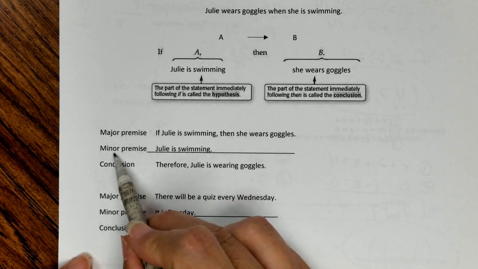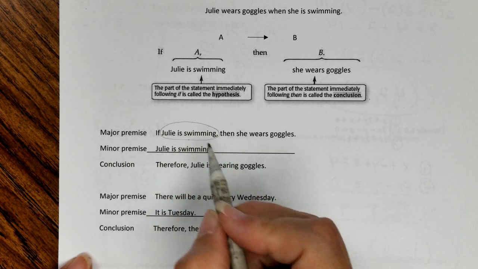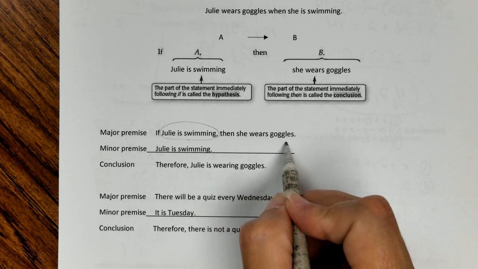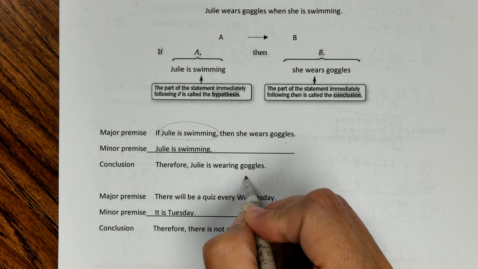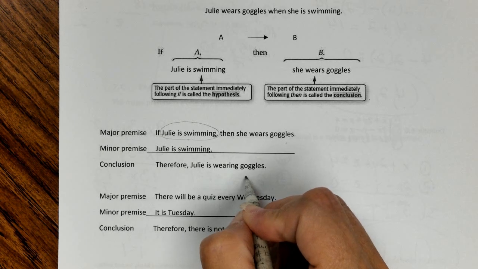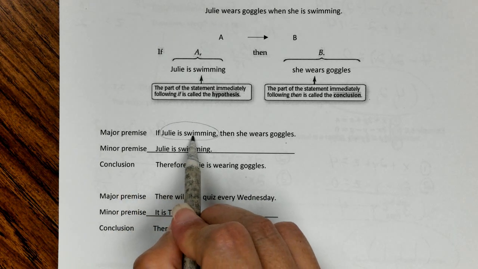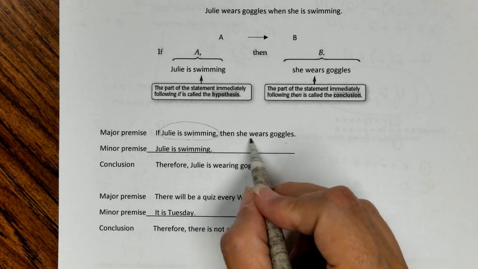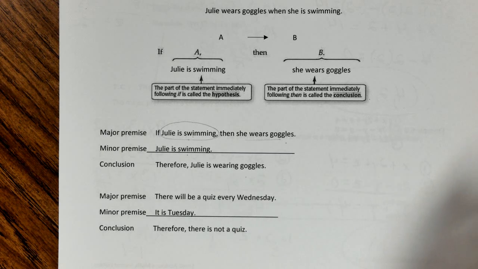If the minor premise matches your if, the hypothesis, then you can reach a valid conclusion, and that would be she wears goggles. So this is a valid argument, or a valid syllogism. When the minor premise matches the if, you can reach the conclusion that we have right here. That is a logical progression.